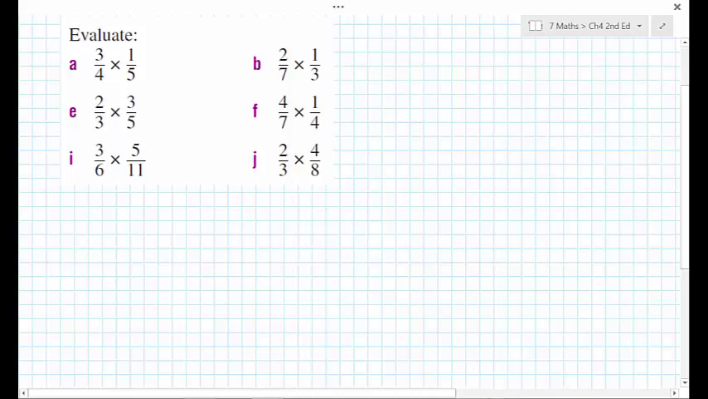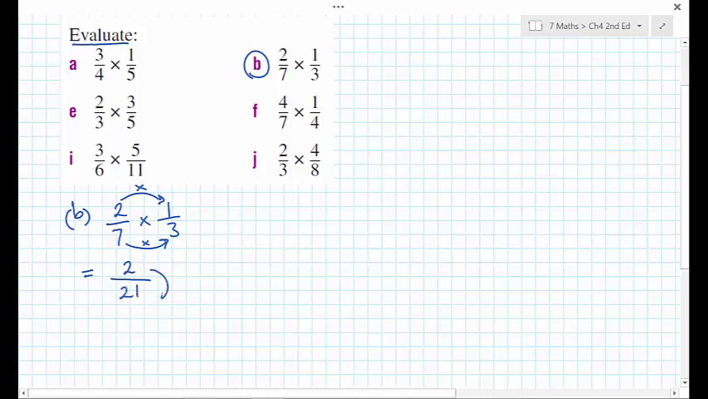Okay, so this here wants me to evaluate the following. So what I just simply do is I'll have a look at b here. So b is 2 over 7 times 1 over 3. Okay, so when I'm multiplying out, I multiply the top things. So I have 2 over, and then I multiply the bottom together. So that's 21. 2 over 21. I then have a look to see if I can simplify this any further, and I can't, so I leave that as my answer.